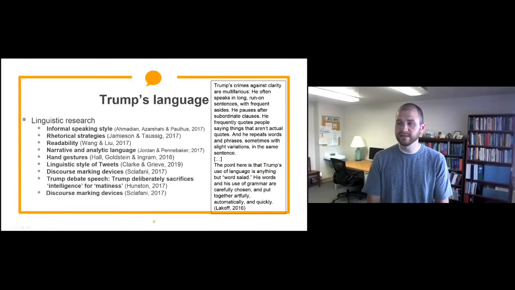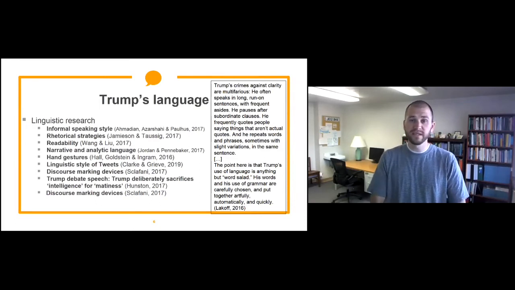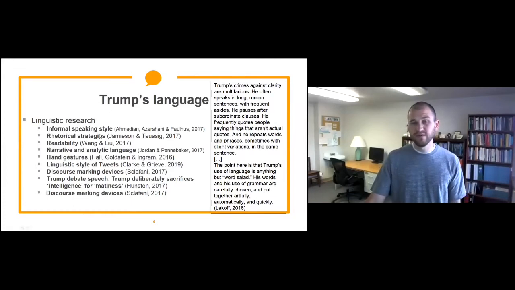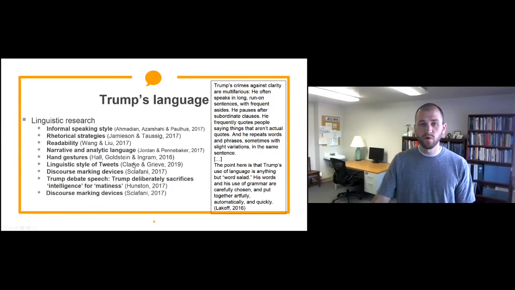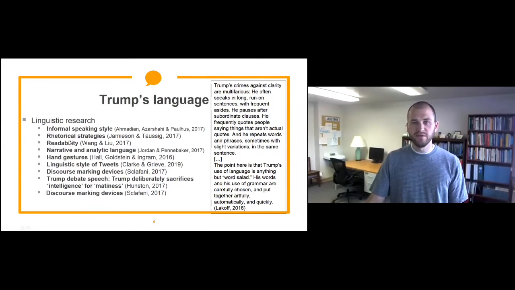Let's transition now to looking at what has been said about Trump's language within the linguistic scholarship. So we have authors who have published an article on his informal speaking style, another on his rhetorical strategies, on the readability of his speech and writing, on the narrative and analytic language he uses, on his extra linguistic features such as hand gestures, the linguistic style of his tweets in an interesting article by Clark and Grieve, his discourse marking devices. Huntston, in a blog post in 2017, said that Trump deliberately sacrifices intelligence for matiness in his speech. And then others have talked about discourse markers.